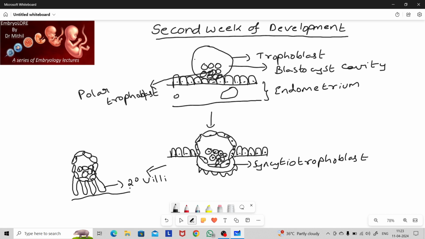These secondary villi are going to form an important structural and functional unit of the placenta. So this is how the implantation occurs, the steps of the implantation. Now let us see the same in a flowchart mode.